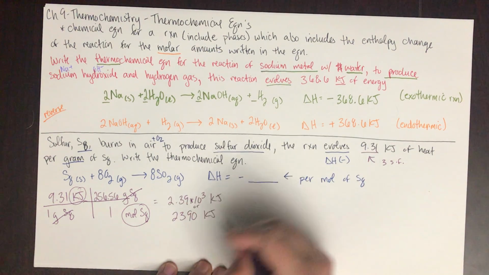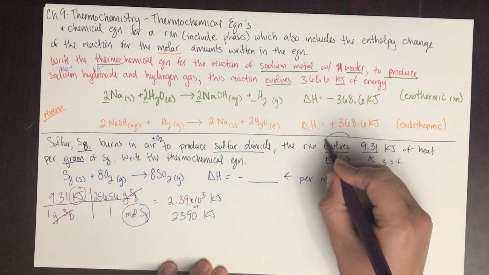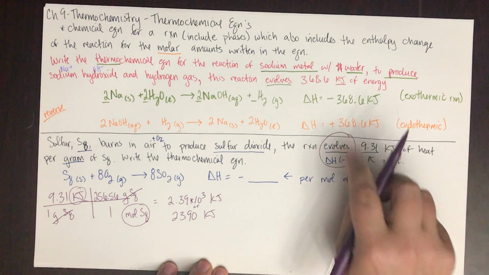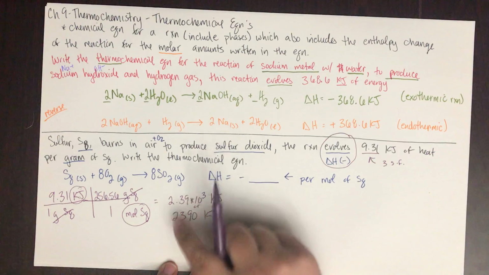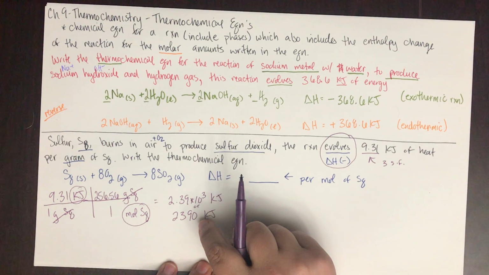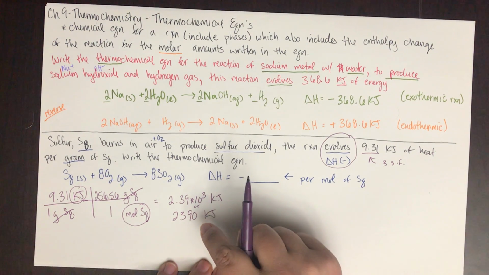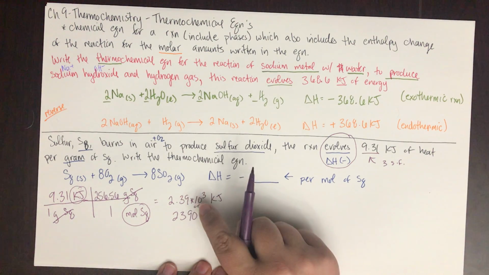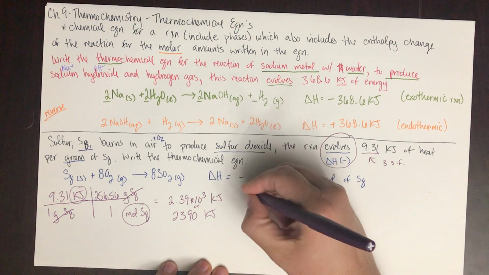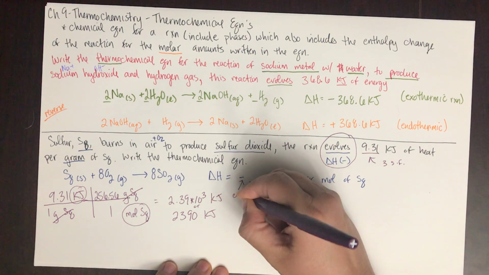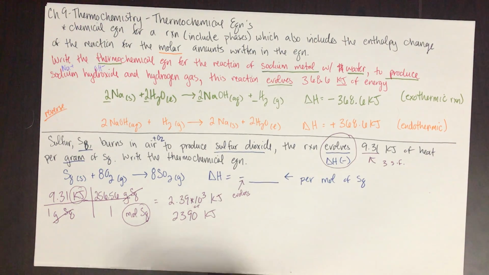Also, because it told us that the reaction evolves this much heat, this is not just the answer, the number. When you're talking about thermochemistry, you have to have the math correct. You also have to have the sign correct. Evolves. If you answered 2.39 times 10 to the third on a test, that would be wrong.